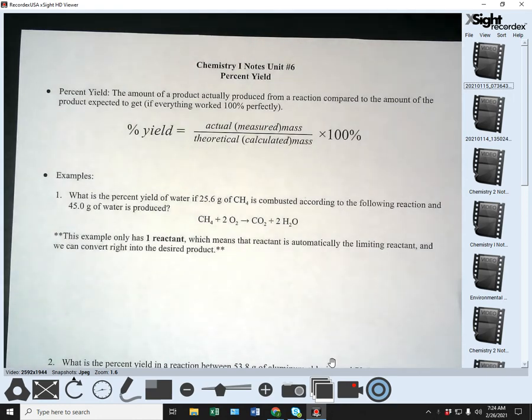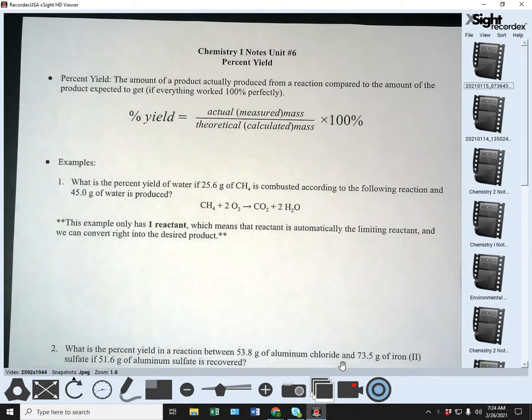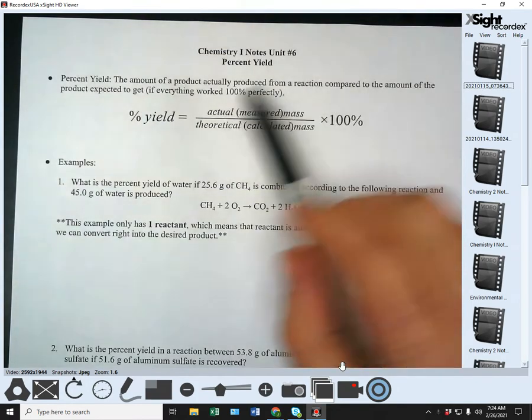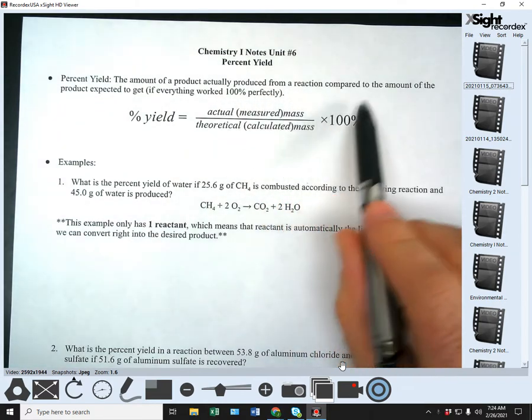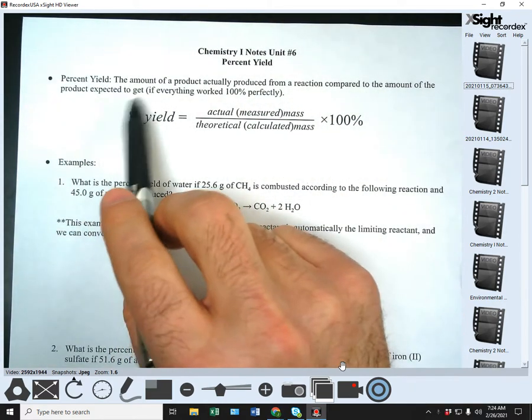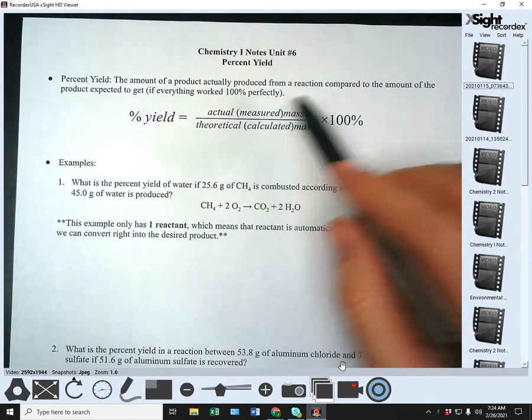Hello, everyone. So today we're going to run through our Chem 1 notes from Unit 6 on percent yields. So a percent yield is the amount of a product actually produced from a reaction compared to the amount of product you would expect to get if everything worked 100% perfectly.